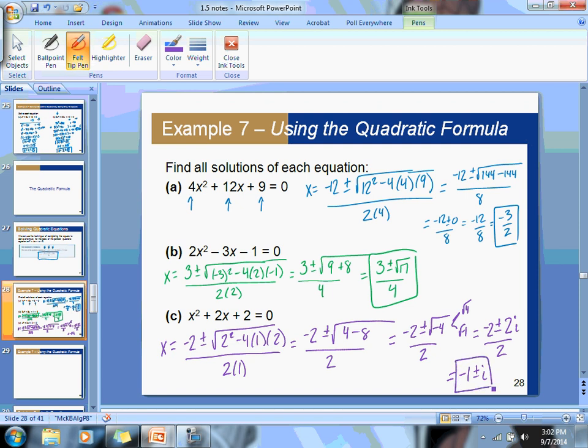So that type of an answer is actually a complex solution. It means there aren't any real solutions. This is an imaginary number. I have two imaginary solutions, so they are considered complex.